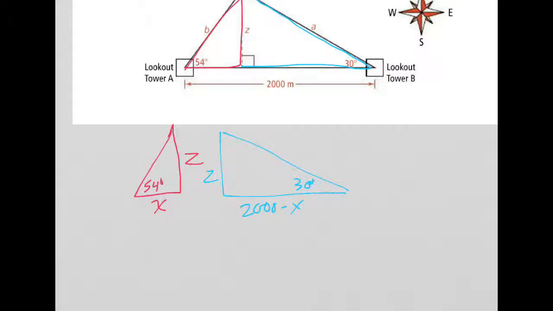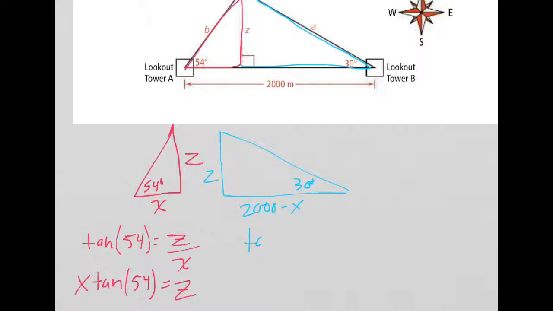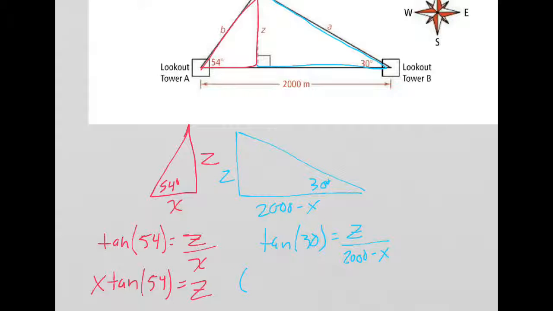Notice I have Z as the opposite side and X as the adjacent side in that pink triangle. So I'm going to say the tangent of 54 is equal to the opposite side Z divided by the adjacent side X. And I'm going to rewrite that as X times the tangent of 54 equals Z. And now I'm going to look at my blue triangle and do the same thing. The tangent of 30 equals the opposite side, Z, divided by the adjacent side, 2,000 minus X. And again, I'm going to get Z by itself, so in parentheses, 2,000 minus X, times the tangent of 30 equals Z.